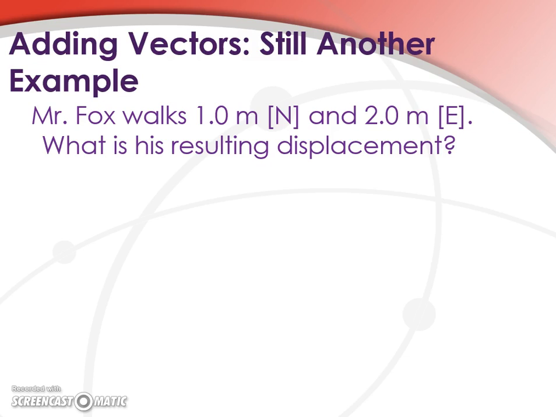So what we're going to do today is take everything that we've learned from the one-dimensional case and move it into two dimensions in preparation for our final stage of kinematics. So let's consider a new problem of adding vectors. Mr. Fox walks 1.0 meters north and 2.0 meters east. What's his resulting displacement?